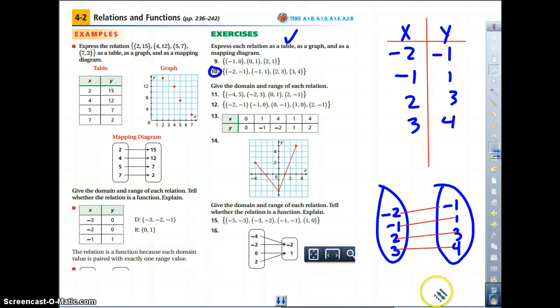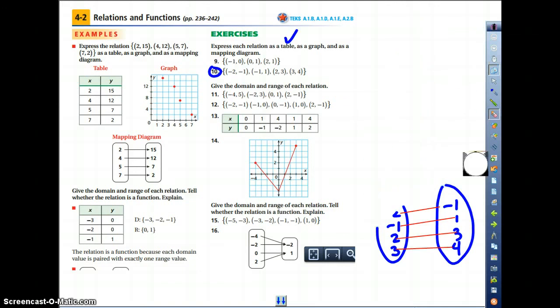I'm going to ask you guys, is this a function? Yes? How do you know? Yeah, each X value is paired with exactly one Y value. Yep, you can see it here. You can see it up here. You can tell from a graph. How can you tell from a graph if it's a function? Good. It will pass the vertical line test. Yeah.